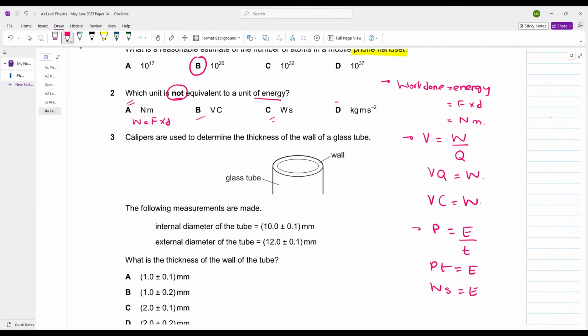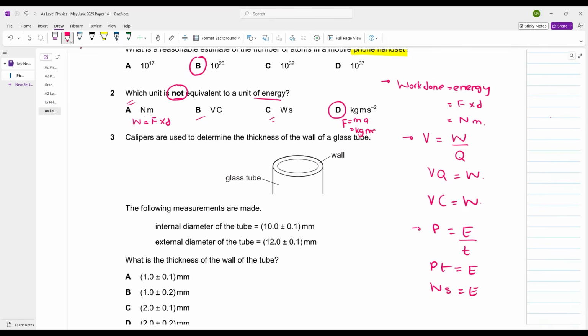The only remaining unit that is not of energy is kg ms minus 2. kg ms minus 2 is the unit of what? Force is mass into acceleration. This is a unit of force. kg ms minus 2 is a unit of force.